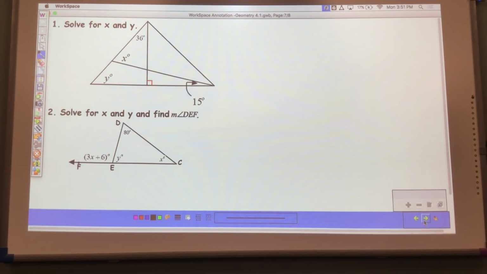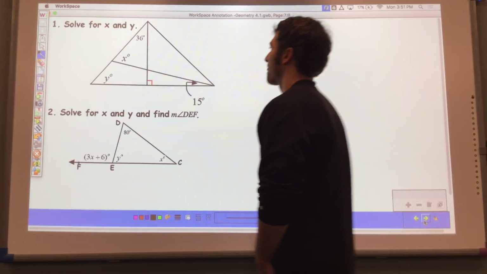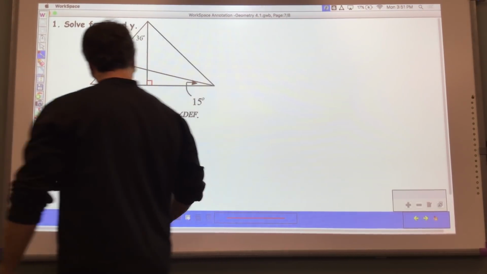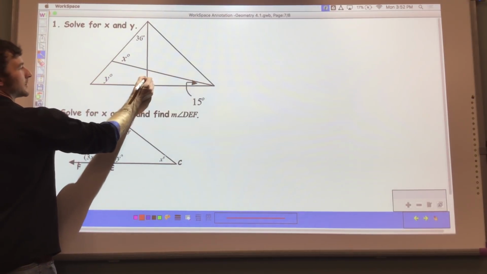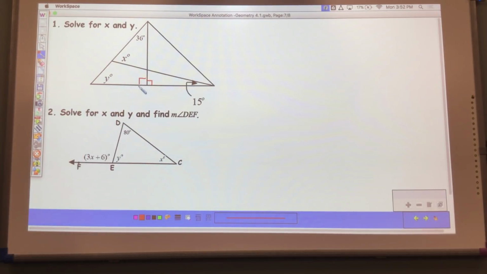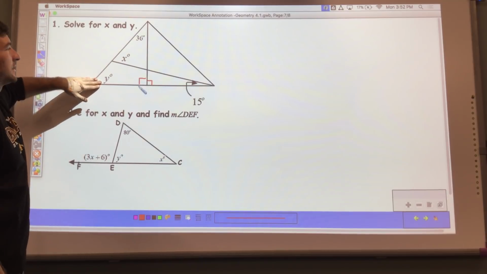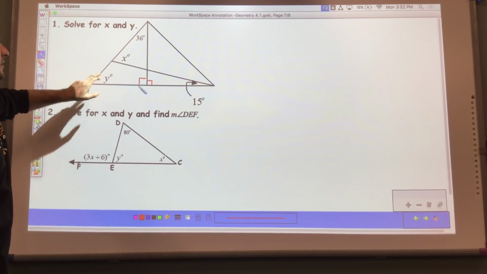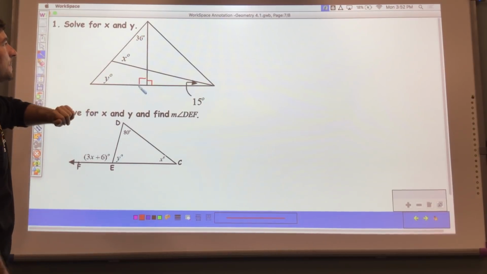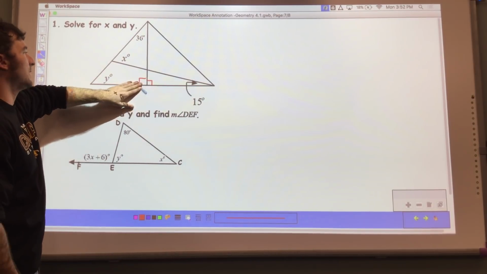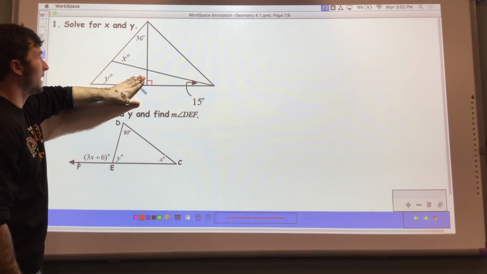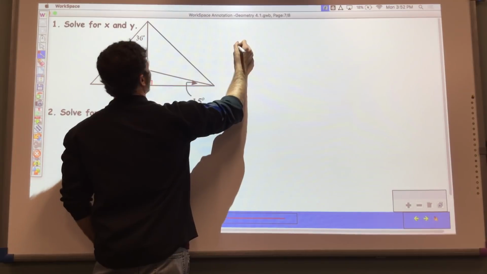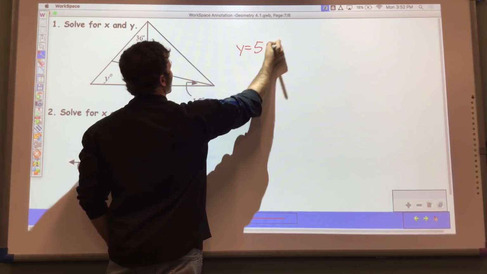Couple examples solving for x and y. So on this one, we got right angle, we got 36. Well, if that's a right angle here, this must be a right angle there, which means y, we can take 180 minus 90 minus 36, and we'll get y because these three need to add up to 180. So 90 after you get rid of that, and subtract 36, you'll be down to 54.